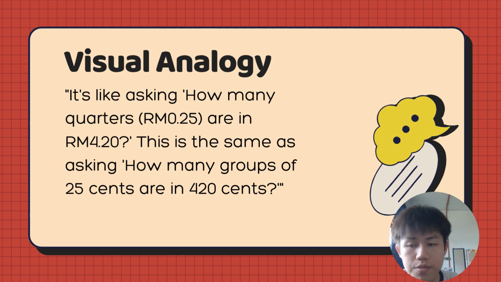All right, so this is about the visual analogy. So let's think about this problem. How many quarters, which is RM 0.25, are in 4 ringgit and 20 cent? Okay, how many 25 cents are in 4 ringgit and 20 cent? So it's actually the same as how many groups of 25 cents are in 420 cents. Because it is exactly what the shift and solve method does on paper. It takes abstract decimal problems and makes them concrete whole number problems.